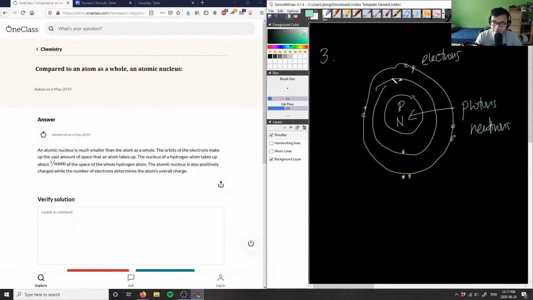So I hope that answers what this question is asking about the nucleus compared to the atom as a whole. So I'm going to say the solution is correct.